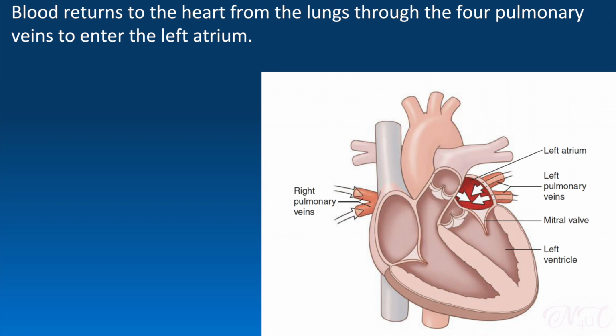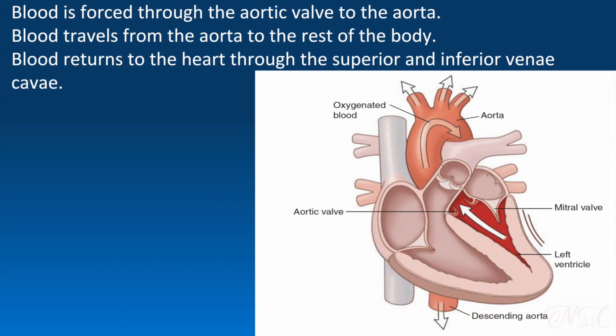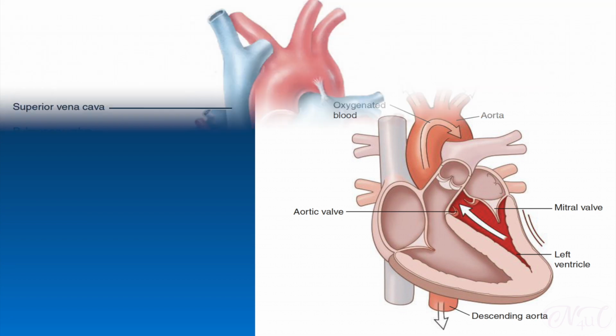the left atrium. Blood then passes through the bicuspid valve to the left ventricle, then by force through the aortic valve to the aorta. Blood travels from the aorta to the rest of the body. Blood returns to the heart through the superior and inferior vena cava.